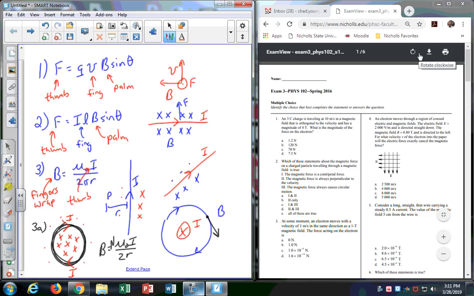So I let my thumb go in the direction of the current, just like we did up here. Thumb in the direction of current at this little section of wire, and it goes into the page, out of the page. So just like what we did with number 3, it's in a circle now instead of a long straight wire.